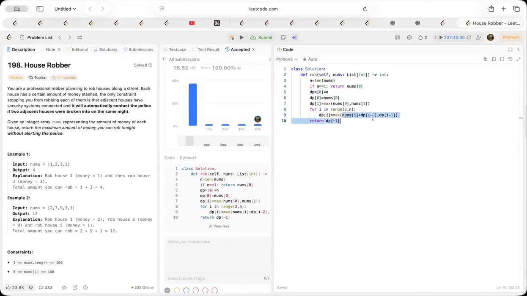Max of: I can skip robbing it. This is when I skip robbing it. And this is when I rob it, and I go for i minus 2.